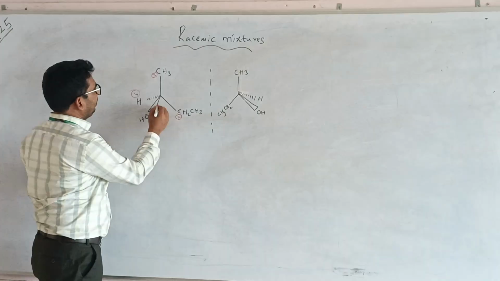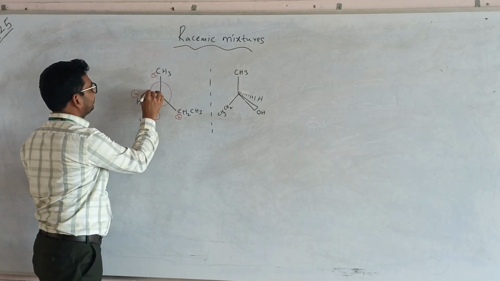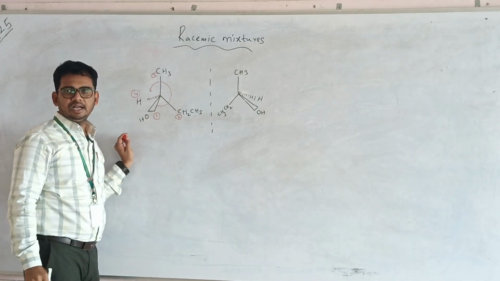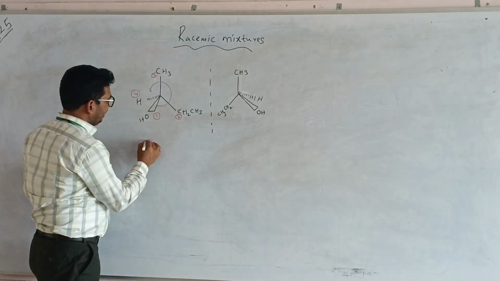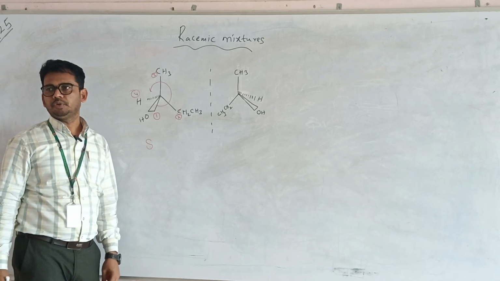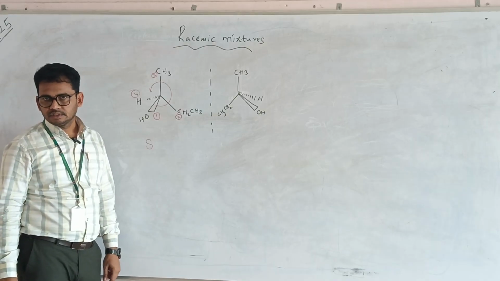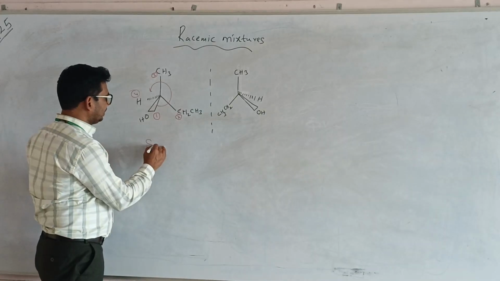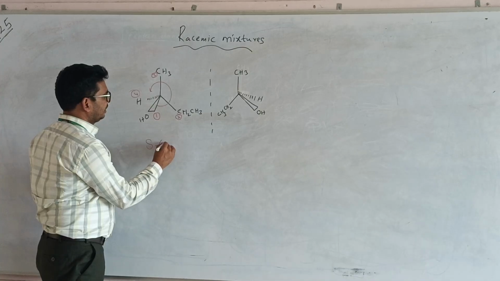Now you can draw the arrow mark 1, 2, 3. Clockwise or anti-clockwise? Anti-clockwise. This is the structure of 2-butanol. What is it? 2-butanol. Then it is called S-butanol.